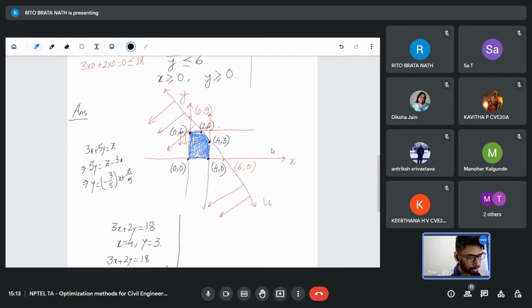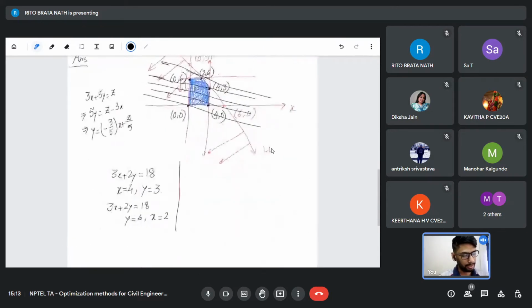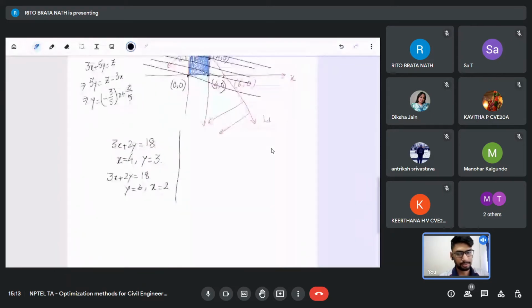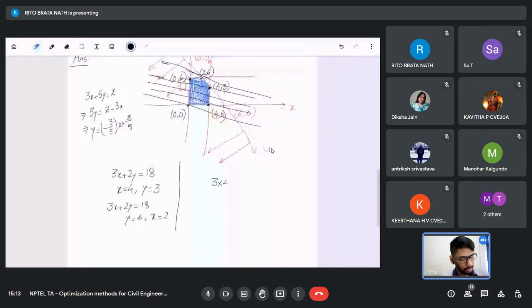Let me draw it in a different color. Yeah, probably in black itself. So probably you will get some straight parallel lines like this, and probably this 2, 6 point becomes the maximum of all. So let's check it analytically as well. The main concern is these 2 points, 4 comma 3 and 2 comma 6.